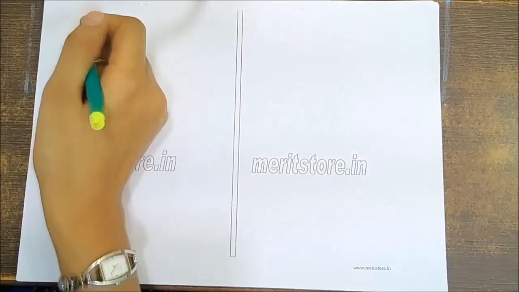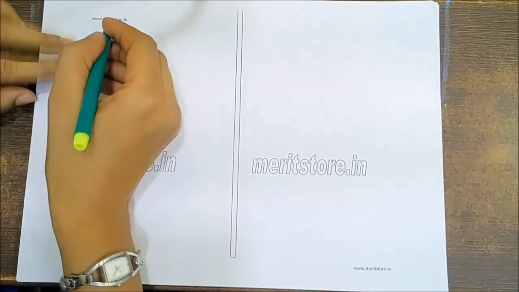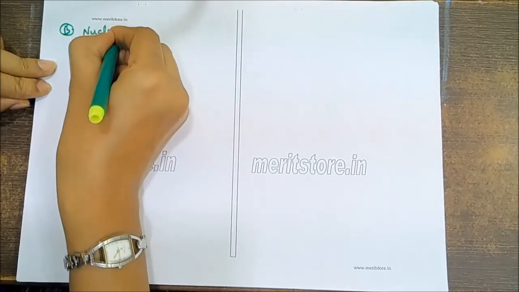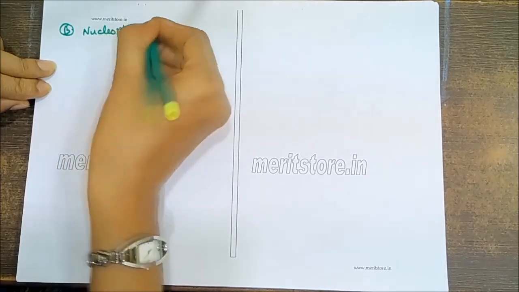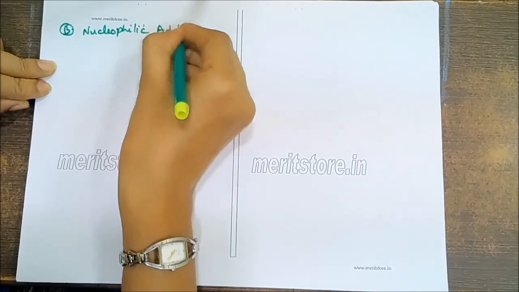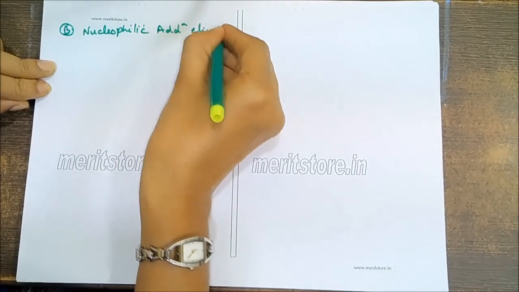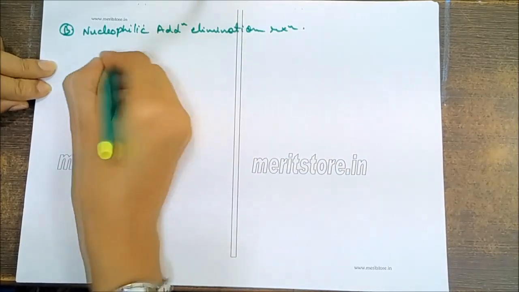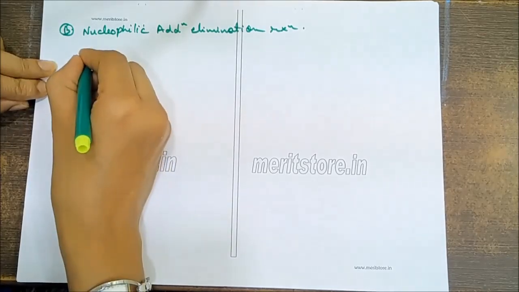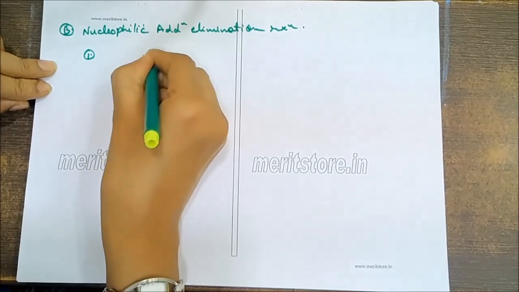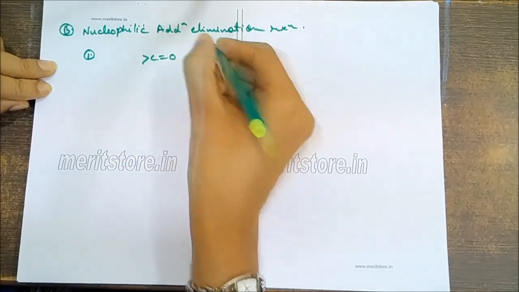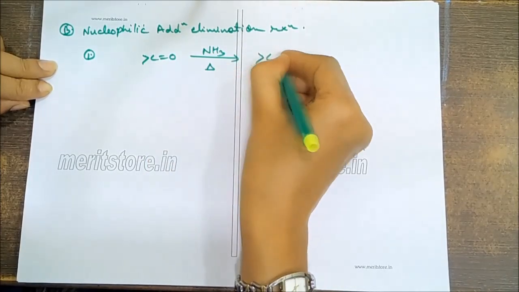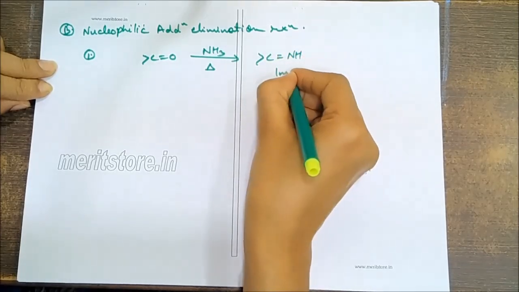Now we were studying nucleophilic addition reaction. Now we'll study nucleophilic addition elimination reaction. Now first we'll study, this is our carbonyl group compound. This will react with ammonia. On heating it will make imines.